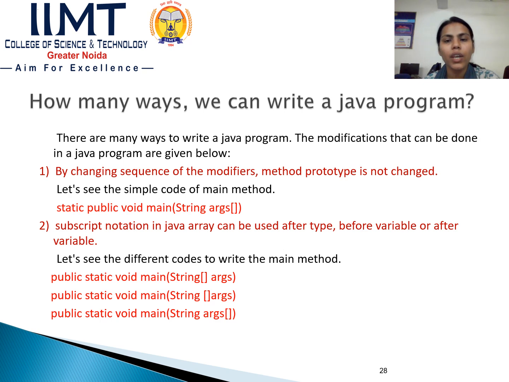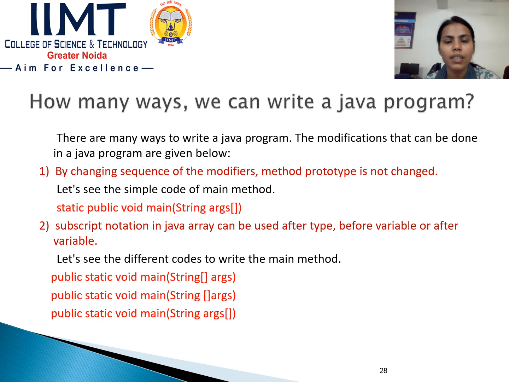How many ways can we write a Java program? There are many ways to write a Java program. The modifications that can be done in a Java program are given below. By changing the sequence of the modifiers, the method prototype is not changed. Let's see the simple code of the main method: static public void main(String[] args). Subscript notation in a Java array can be used after the type, before the variable or after the variable. Let's see the different codes to write a main method.